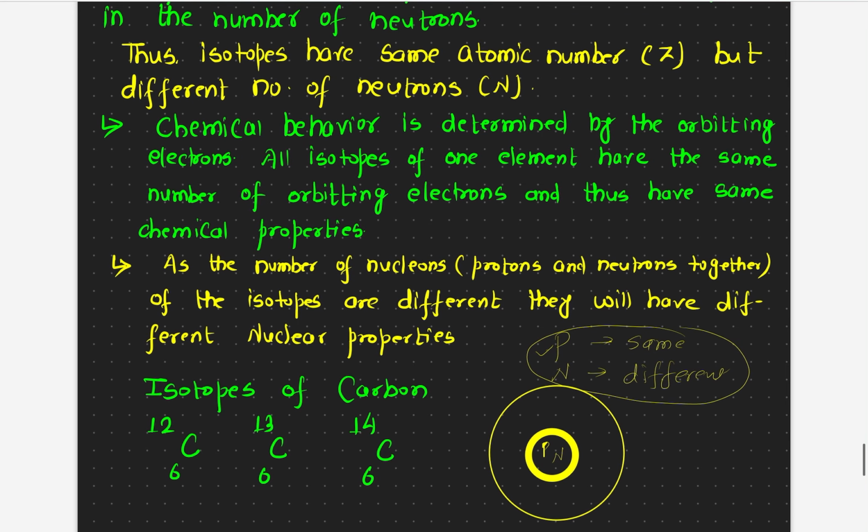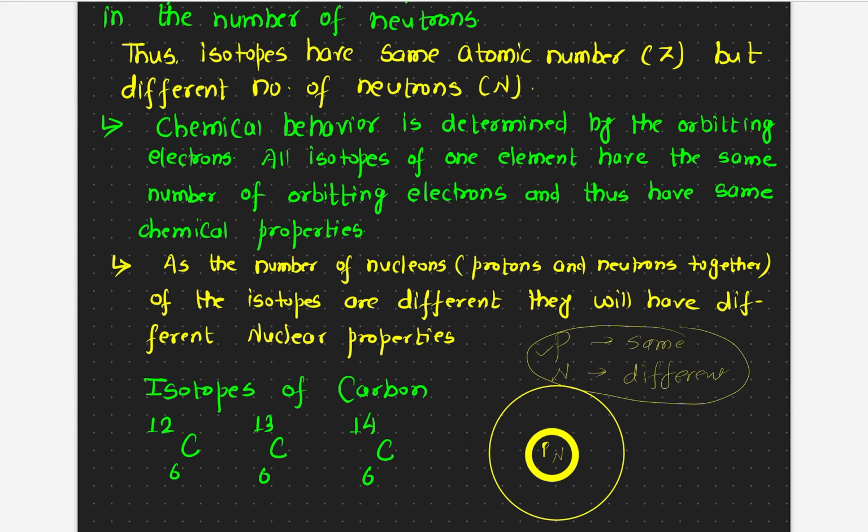Okay, so now let's talk a little bit more about it. If you look at any chemical reaction or chemical behavior, the neutrons are inside the nucleus, so they do not participate in the chemical reaction. The chemical reaction is solely determined by the orbiting electrons, because the electrons orbit outside, and the protons and neutrons are inside. The neutrons do not participate in chemical reactions. That means the chemical behavior is entirely determined by the orbiting electrons.